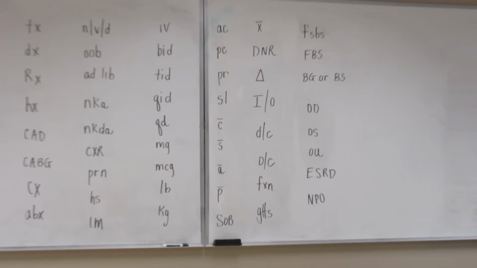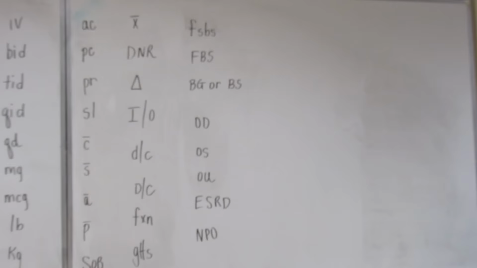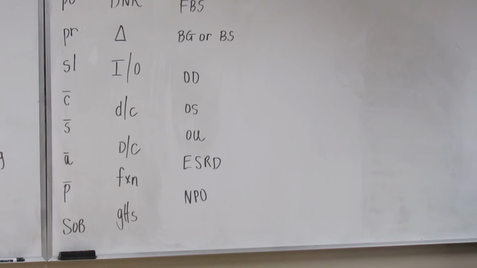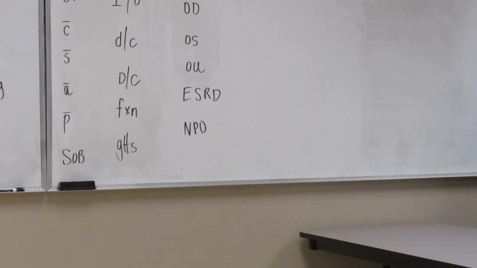AC and PC stand for before meals and after meals, respectively. PR is per rectum. SL is sublingual. The C with the line over it is with. The S with the line above it is without. The A with the line is before, and the P with the line is after. SOB is short of breath.